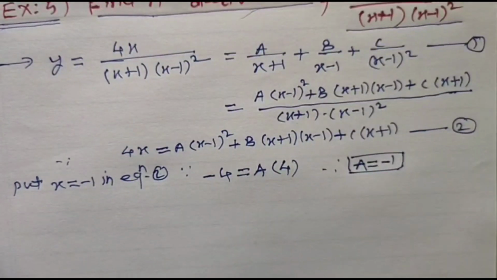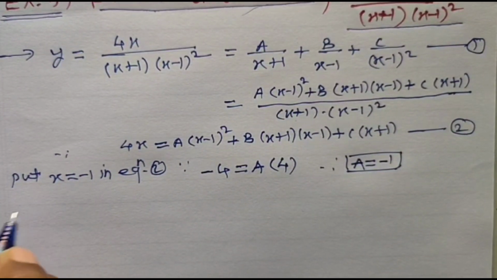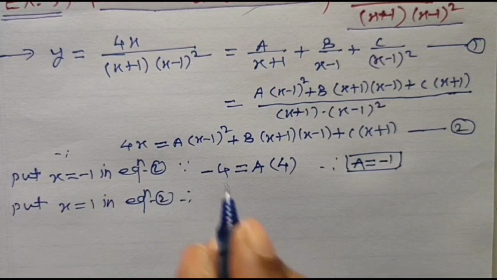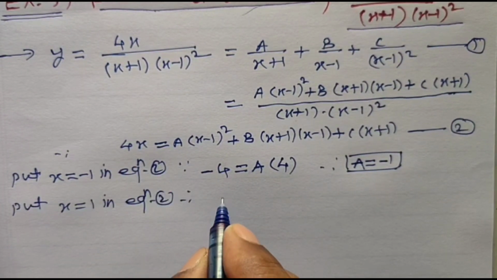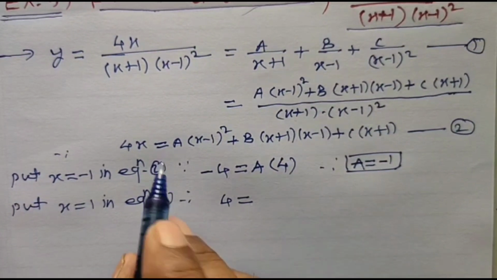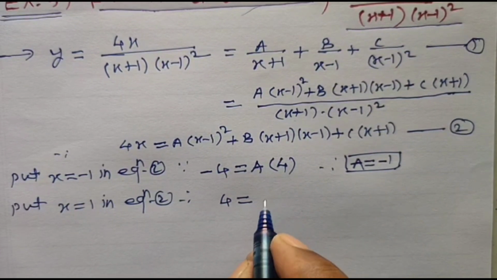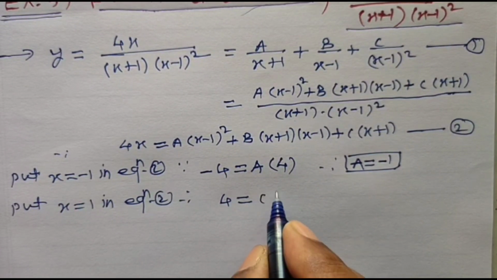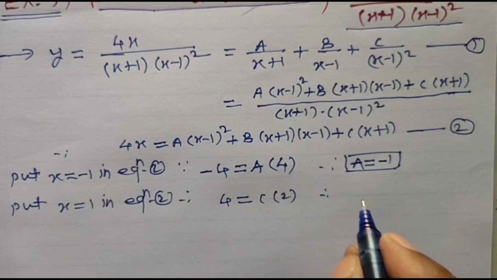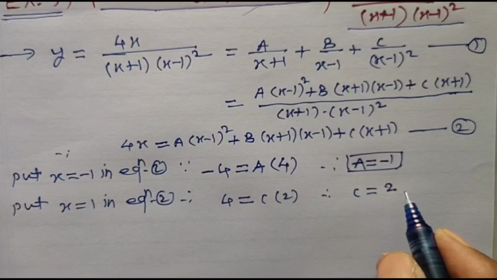Let us put x is equal to 1. Put x is equal to 1 in equation 2. Hence 4 into 1, that is 4. If we substitute x is equal to 1 in this equation, then this term becomes 0, this term only. C into 1 plus 1, that is 2. Hence C is equal to 4 upon 2, that is 2.